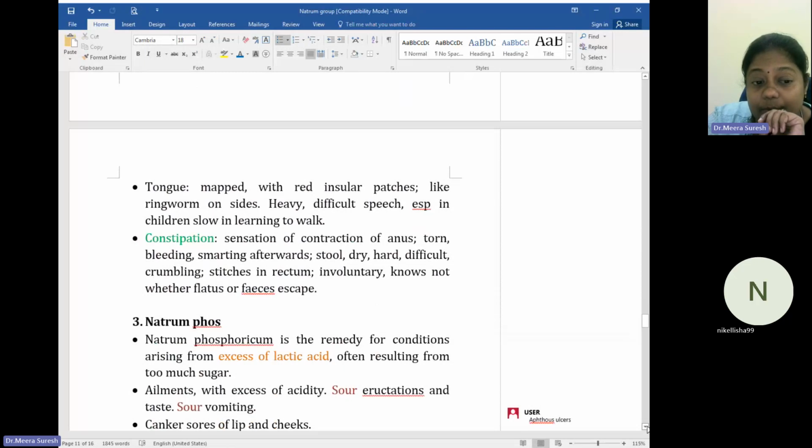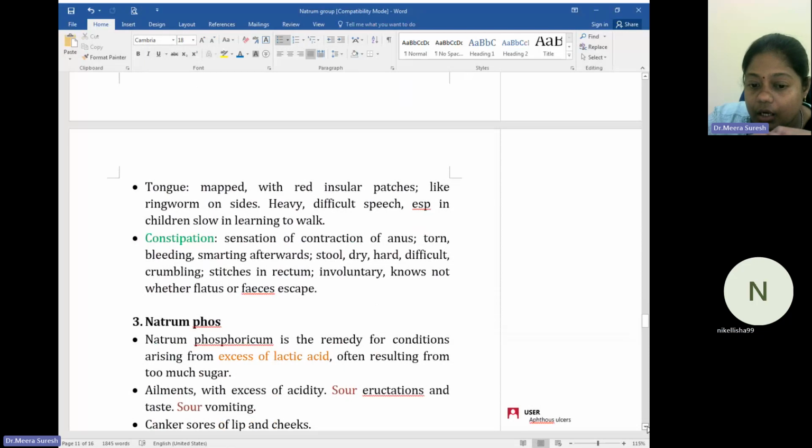And constipation, this is important, of Natrum mur. They have a sensation of contraction of the anus, the anus being contracted. And if the anus is contracted and the stool is dry and large, obviously it is going to tear the anus. So there is tearing of the anus, with burning pain and also bleeding and smarting afterwards. Smarting, that burning type of pain.